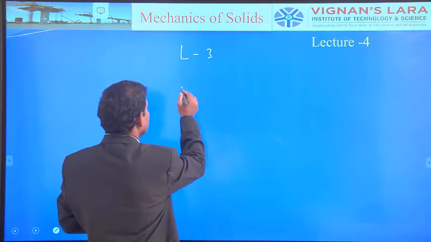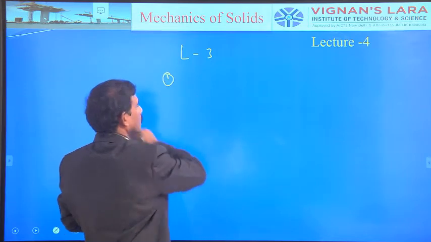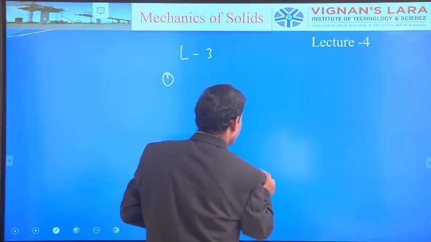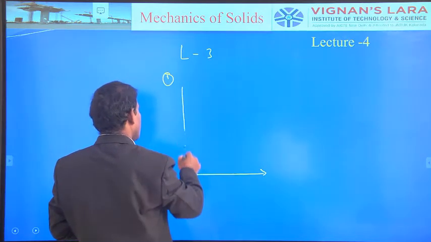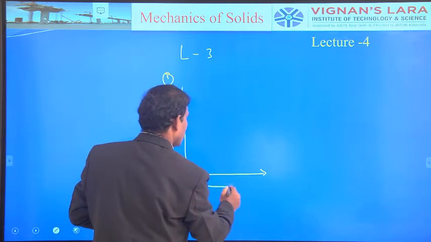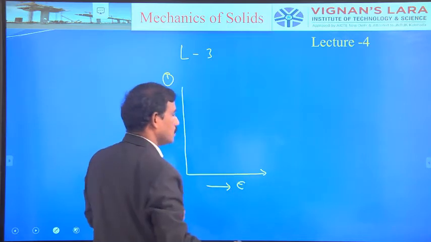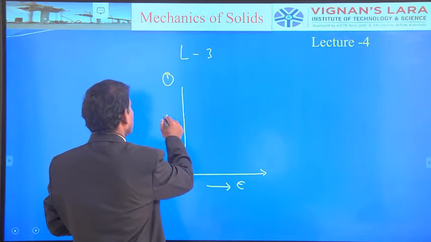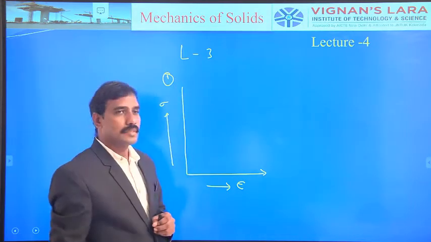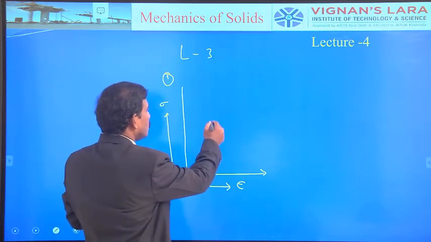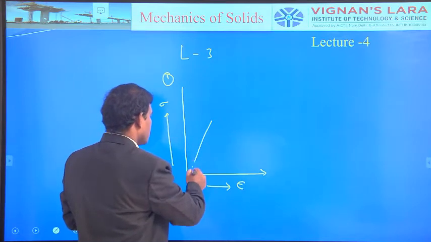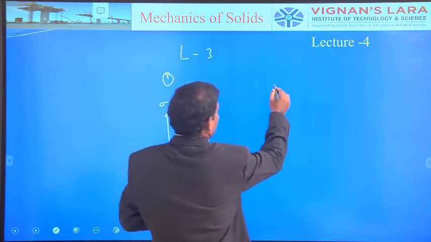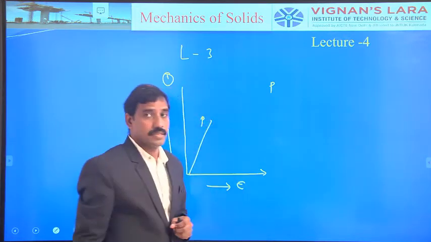What did we observe? Plot the graph between stress and strain, with strain along the x-axis represented by epsilon, and stress represented by sigma. Up to a particular value, the stress is proportional to strain. Say this is the point P, the limit of proportionality, the first salient feature.